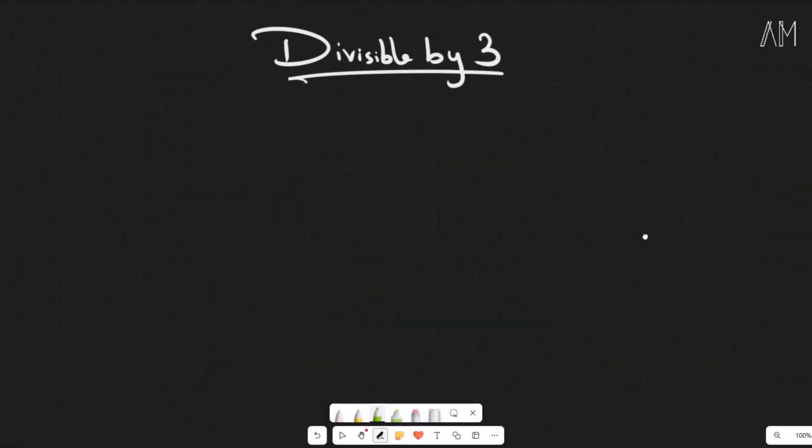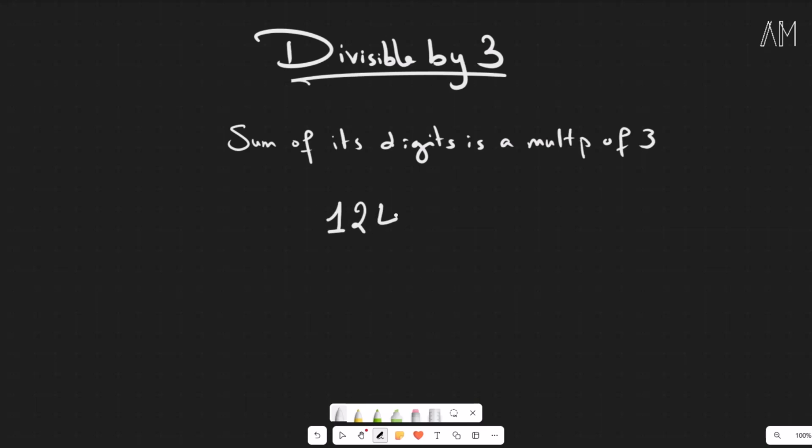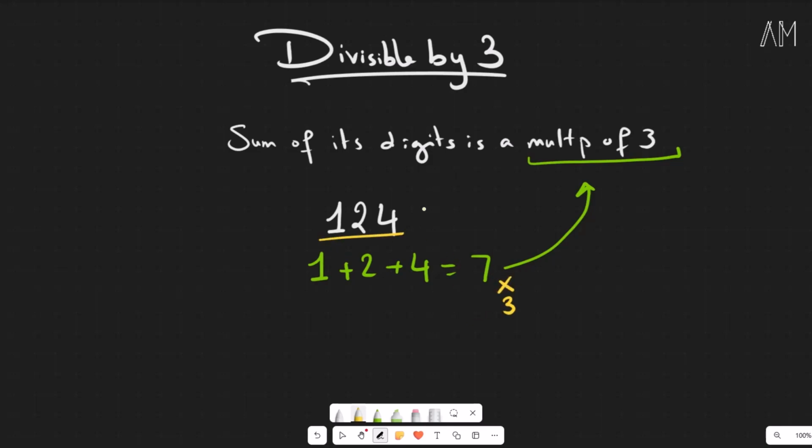Now let's go to the divisibility rule by 3. Here, the rule says the sum of its digits must be a multiple of 3. What does that mean? Let's take an example. Let's say I have the number 124. The sum of its digits, that means I will do 1 plus 2 plus 4, which is in this case equal to 7. If the sum is a multiple of 3, that means it will be divisible by 3. Now in this case, 7 is not a multiple of 3, so the whole number is not divisible by 3.